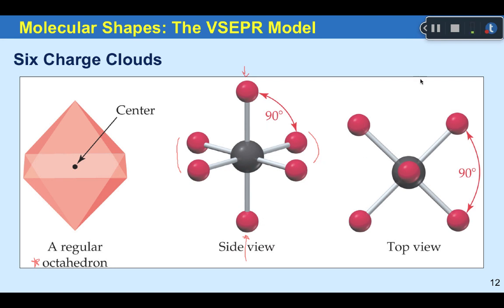If you took the octahedral pattern that's shown in the center and viewed it from the top, it looks like a big X, if you will, and you can't see the 6th atom because it's straight behind the black sphere, and all the angles are 90 degrees.